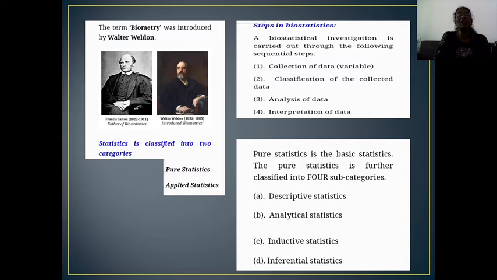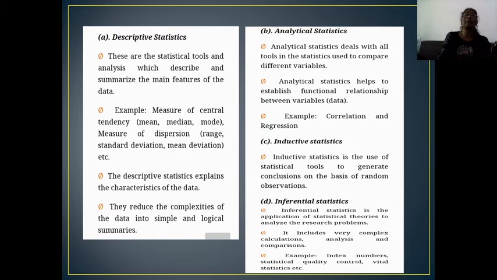Statistics is classified into two categories. The first one is termed pure statistics and the second is termed applied statistics. Pure statistics is the basic statistics and it is further classified into four subcategories. First, descriptive statistics, second, analytical statistics, third, inductive statistics and fourth, inferential statistics.